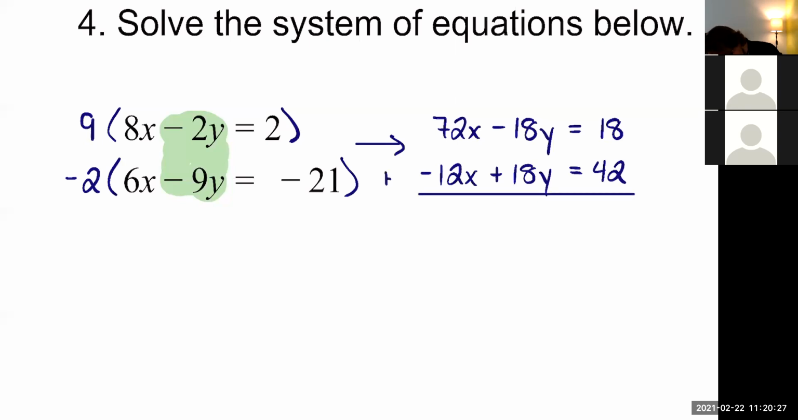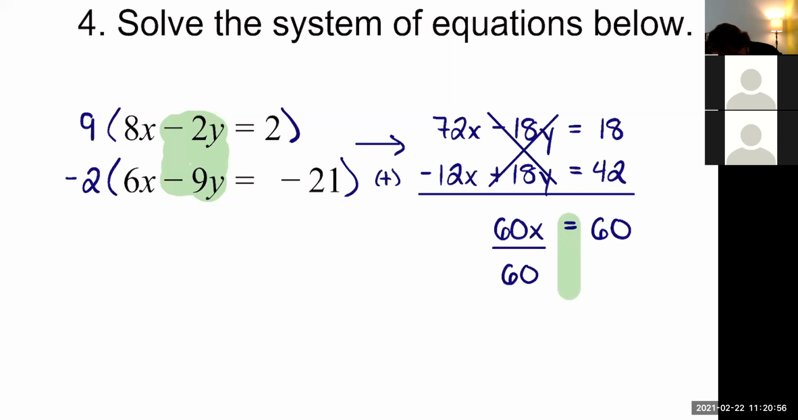And I'm excited because as I go through and add these two equations together, 72x plus a -12x, I believe gives me 60x. The -18y plus 18y is gone. 18 plus 42 gives me 60. And what I'm left with is just a one-step equation, for which I just have to divide both sides by 60. And I get what for x? X equals 1. X equals 1.